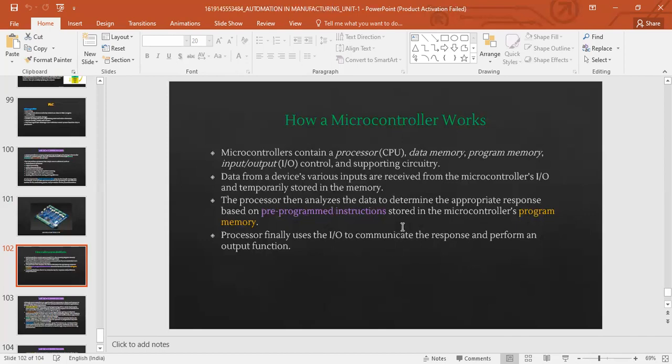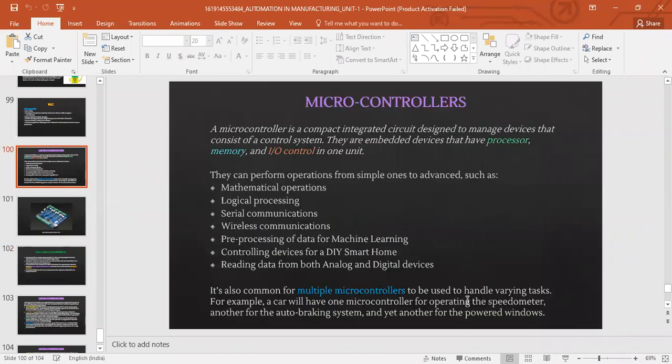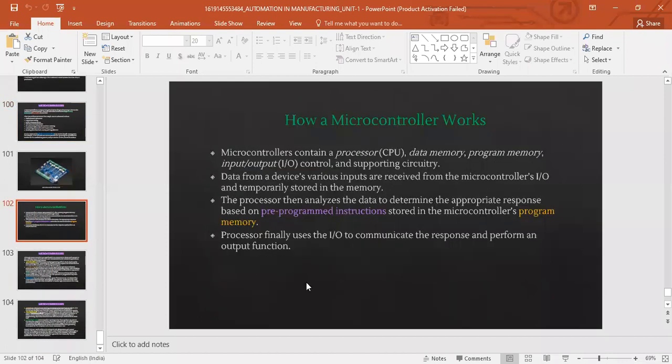When those instructions are executed upon feeding of the input values, you will perform an output function. The microcontroller asks the output device to perform an output function, right? It could be anything, as we saw in the different applications. It could be sliding a window up or down, or your braking system as well. And another one was the speedometer as well, right? Those could be the output responses that you would see.